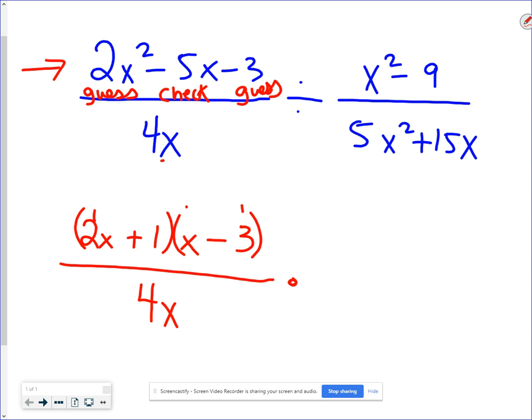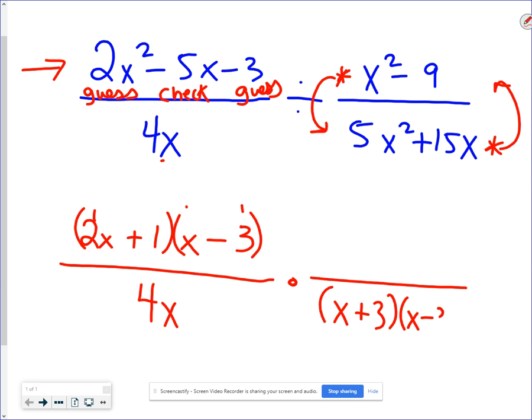And now we're going to multiply by the reciprocal. So this is going to go to the top, and this is going to go down to the bottom. On the bottom, we've got x squared minus 9, which we know factors to (x plus 3)(x minus 3). And my new numerator is this. So what can we do to factor it? We can factor out a 5x, so it's going to be 5x times the quantity x plus 3.